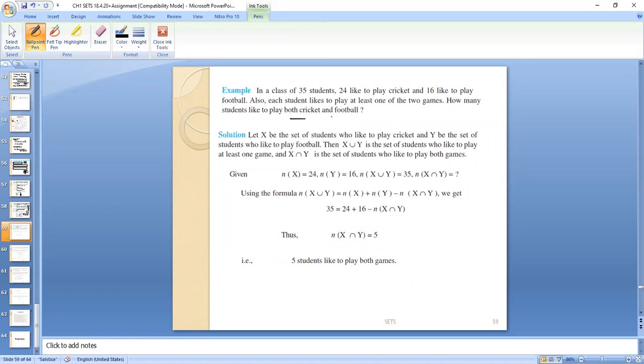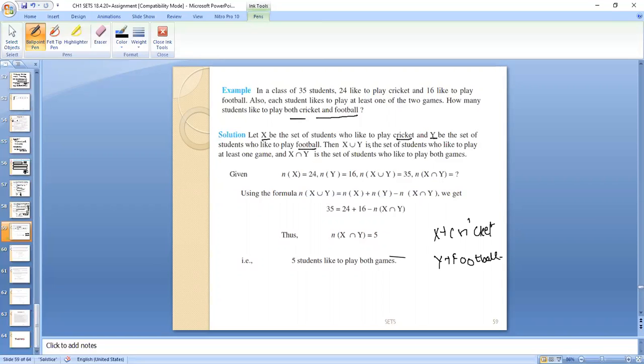Both cricket and football means we have to find the intersection. The word "and" is coming, right? So first we will denote: let X be the set of students who like to play cricket, and Y be the set of students who like to play football, right? X I am denoting for cricket, and Y for football.